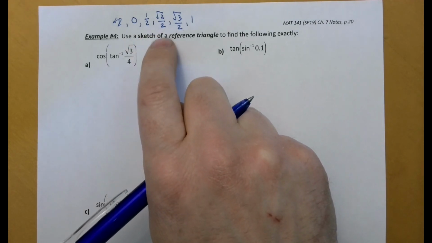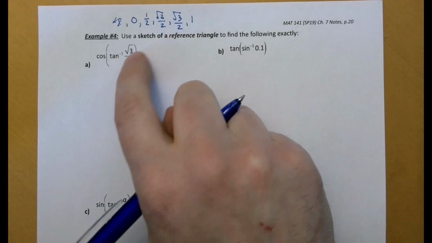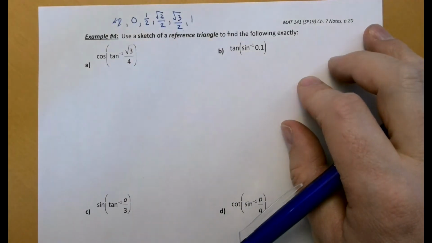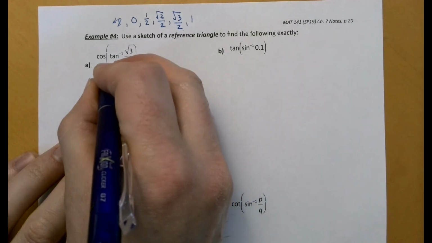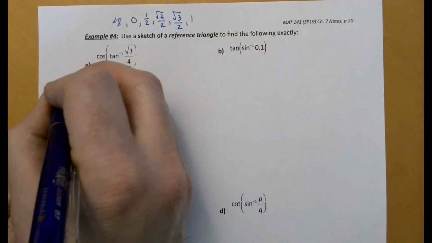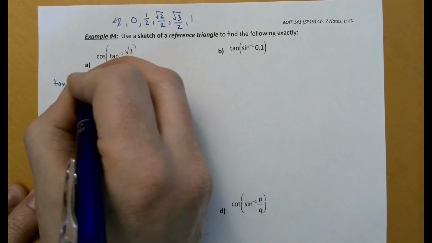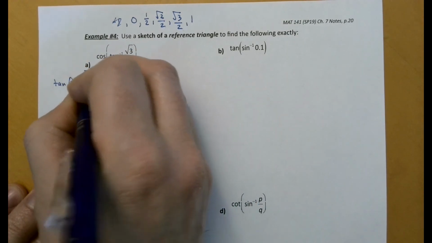And then we could flip them and divide them to get the tangents and the other ones. But this is not one of those ratios in there. However, we know what this thing means. It means tangent of some angle equals the square root of 3 over 4.